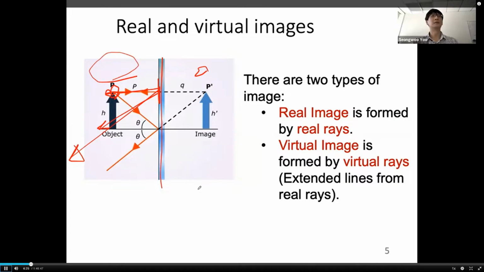Now I will go back to the slide. So here again, this is our torch, and the torch is imaged behind the mirror. This image must be a virtual image because behind the mirror there is absolutely nothing.